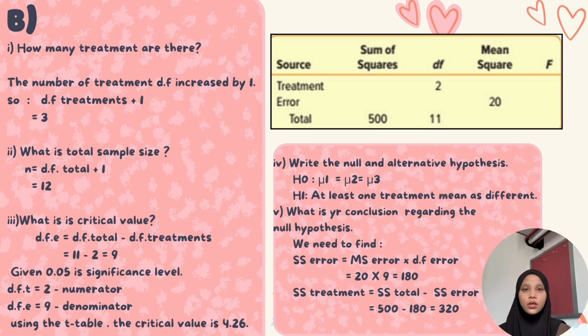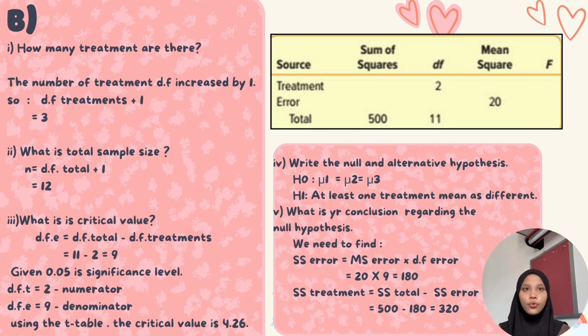Question 3 is what is the critical value? We need to find the DFE. So DFE is total minus treatment, 11 minus 2, we get 9. So 9 is the DFE. Given 0.05 is the significance level, DF treatment is 2. 2 is the numerator and DFE is 9. 9 is the denominator. Using this table, we get the answer 4.26.